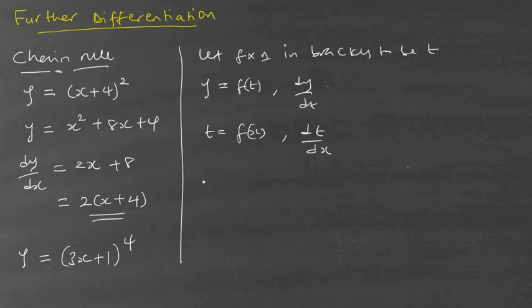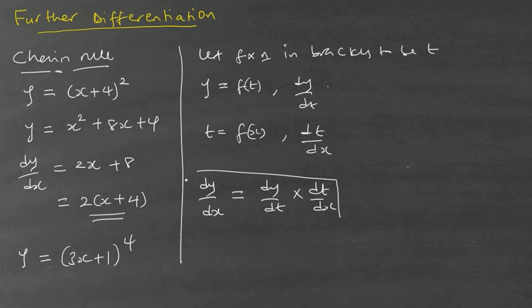Now, this gives us the chain rule method as dy/dx equals dy/dt times dt/dx. This is the formula that we are going to use for expressions which have powers, but we cannot easily expand them. For example, let's start with that same function.